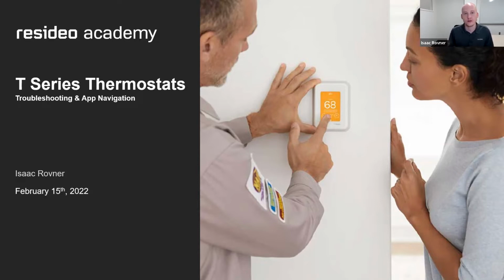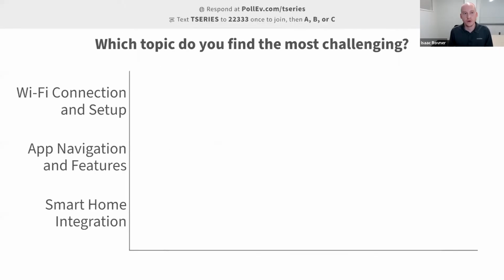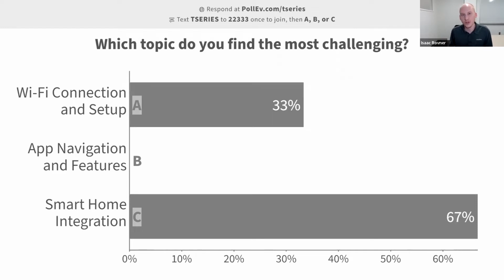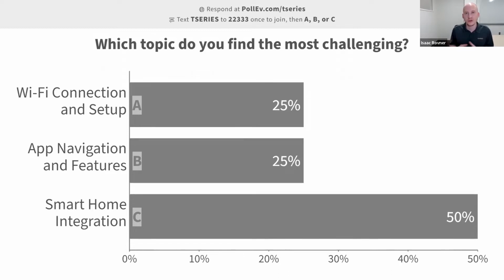So let's get going. I want to start this presentation off by asking everybody a quick question. If we go to pollev.com/T-Series, you should be able to interact with this poll. When we're talking about smart home, T-Series thermostats, troubleshooting, and whatnot, what do you find most challenging? Is it the smart home integration, which I see one response up here now, app navigation and features, or Wi-Fi connection and setup? They each might present their own challenges, but the good news is that we have ways to address each of those and get through the entire process to make sure that we have a happy customer.